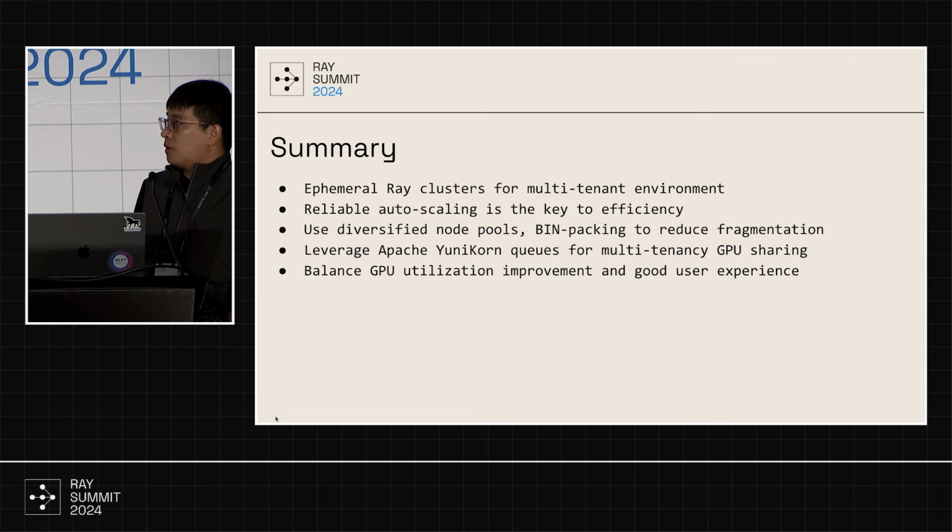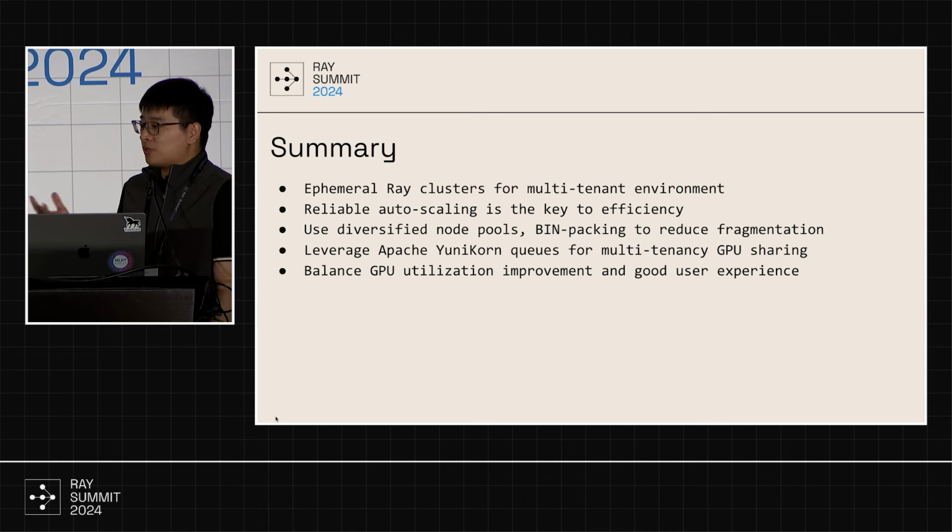And also, balancing the GPU utilization improvement and a good user experience is actually very hard. Sometimes there's a trade-off. It really depends on how you define your system SLA and how much you care about the GPU utilization. So you need to find the right balance there, then design the infrastructure to make sure that can happen.